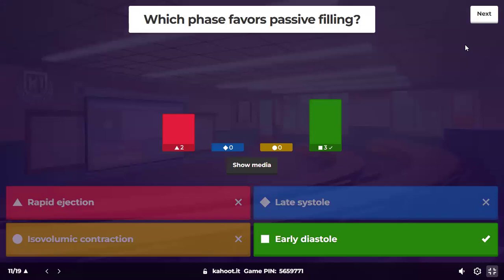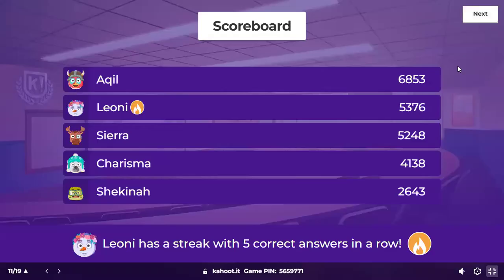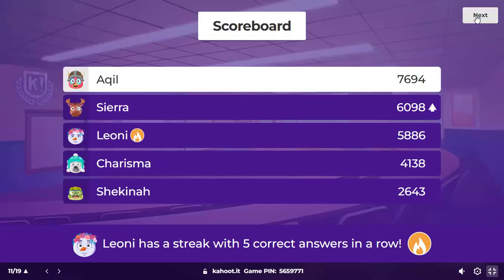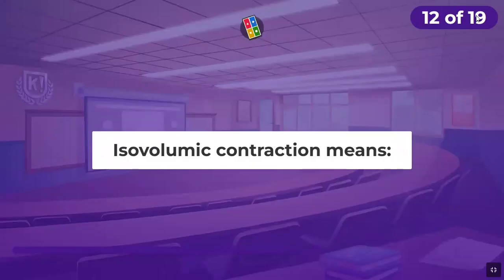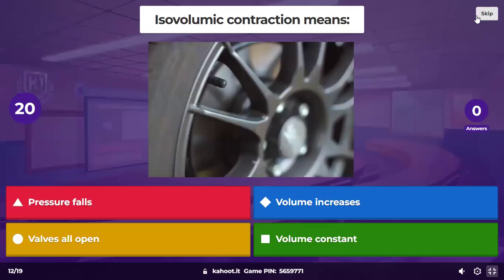Yeah, early diastole. All right. Very good, guys. Next, 12 of 19. Isovolumic contraction means pressure falls, volume increases, valves all open, volume is constant.